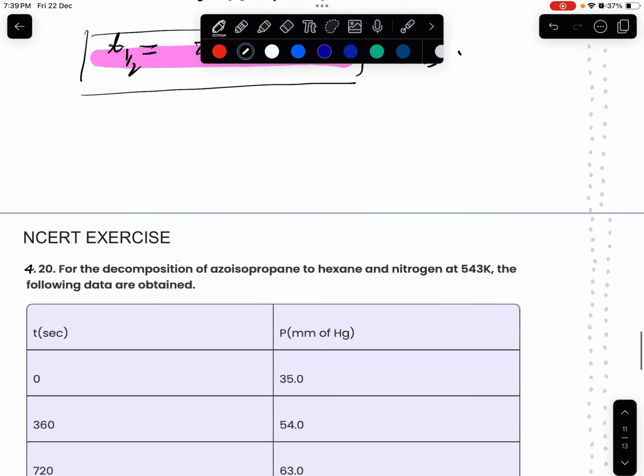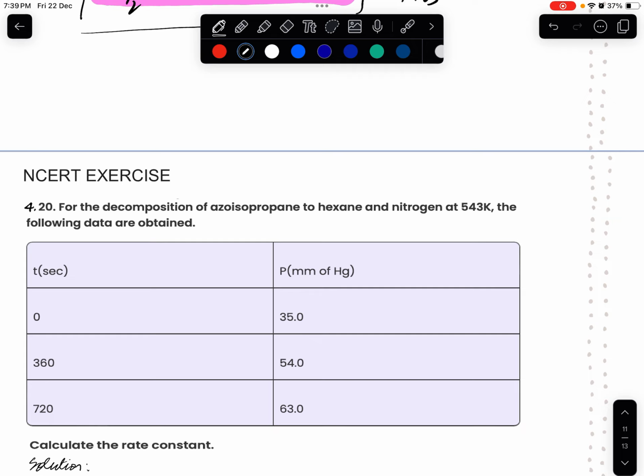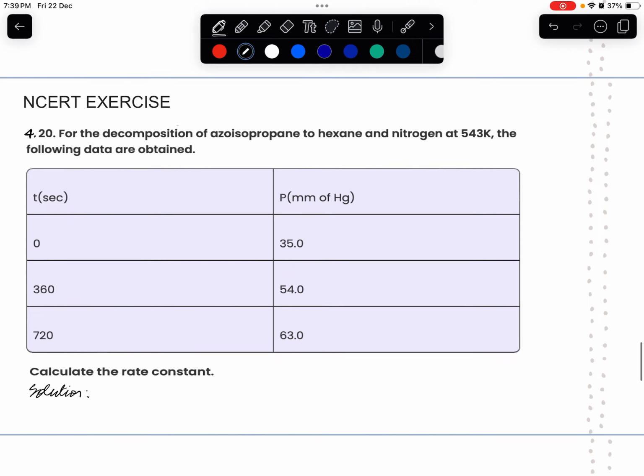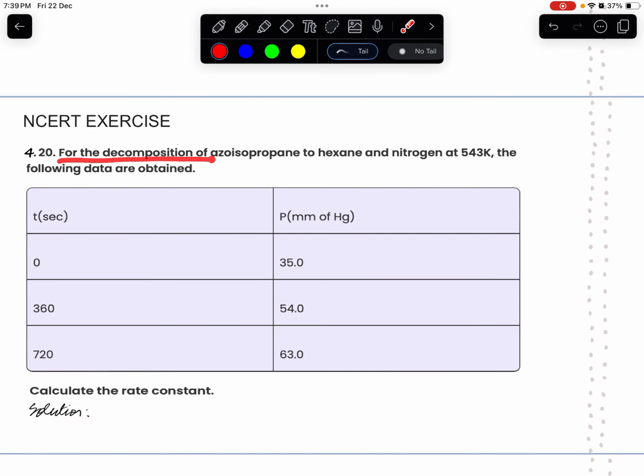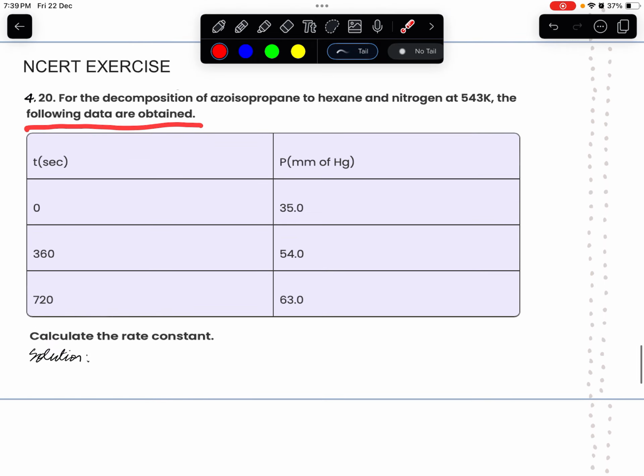Now come to the next question, that is 4.20. Now in this problem what they have given: for the decomposition of azoisopropane to hexane and nitrogen at 543 Kelvin, the following data are obtained. Okay, they have given a table. In the table they have given at different time intervals the pressure in mm of Hg.